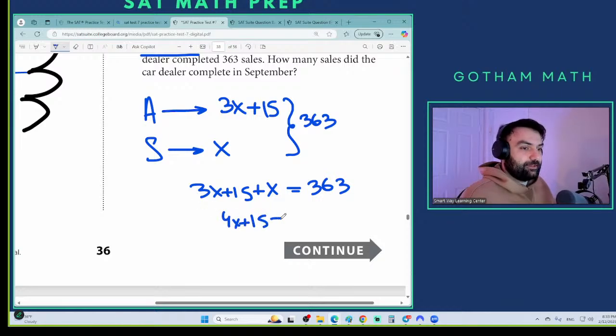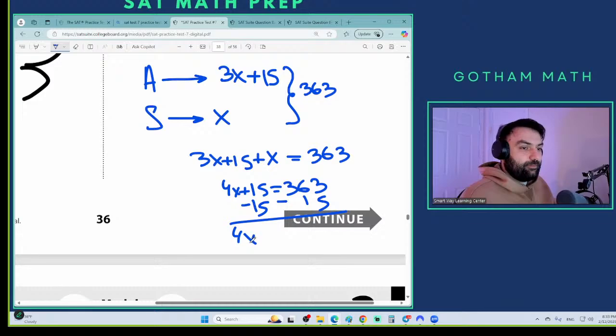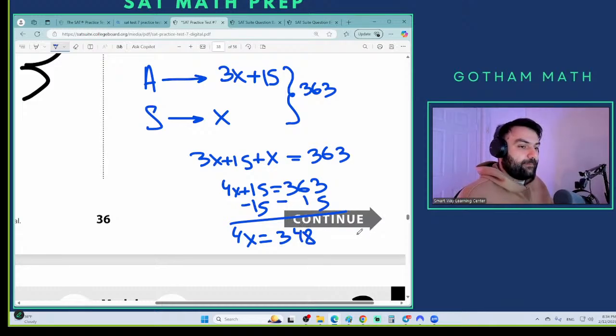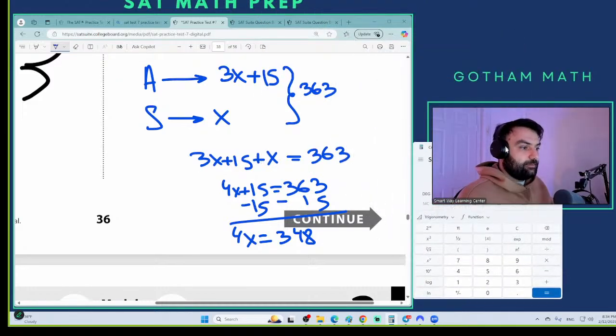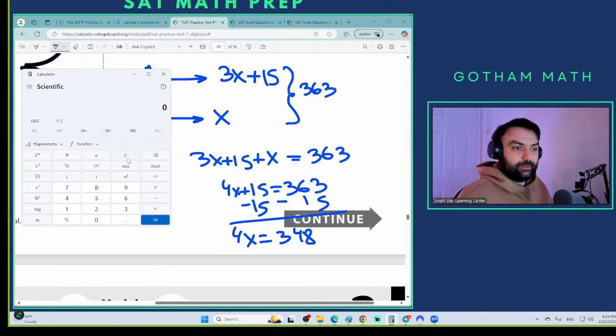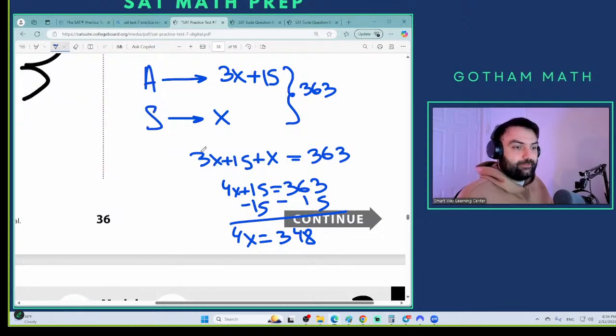4x plus 15 equals 363. Subtract 15, subtract 15. 4x equals 363 minus 15, 348. And we divide this by 4. Obviously we do have a calculator at our disposal. So let's do it. It's going to be 348 divided by 4, which is 87. So x equals 87.